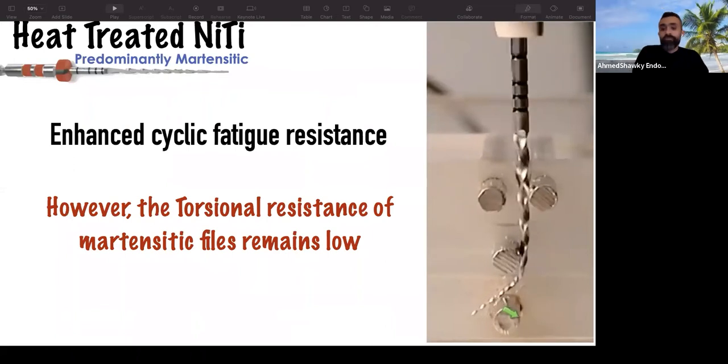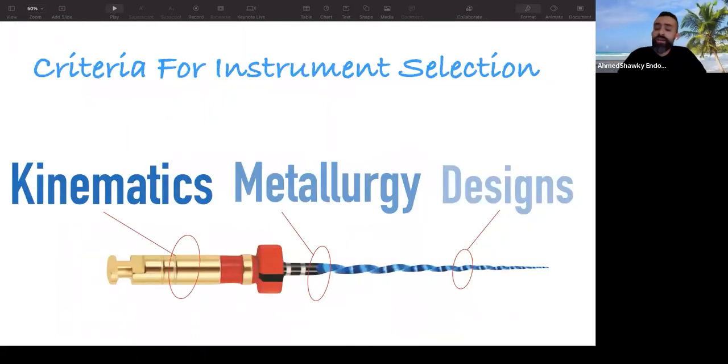Also, when we have a heat treated file, like the blue files, it will have an enhanced cyclic fatigue resistance. As I said, the fracture resistance comes from the metallurgy and also comes from the kinematics. So you have to understand this well, because when you adjust the kinematics in a difficult case, in your TRmotion to ATR or to reciprocation, this will increase the time to fracture. And when we use a blue alloy like the MG3 Blue, we also have enhanced fracture resistance.